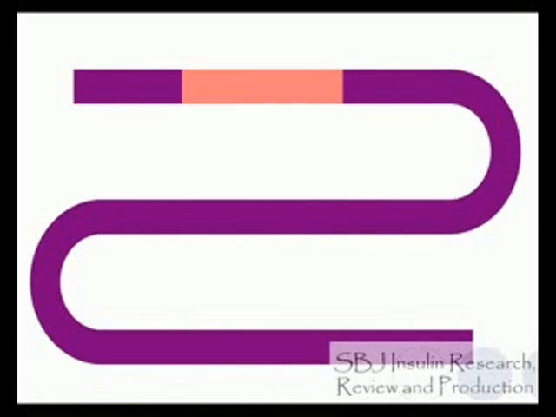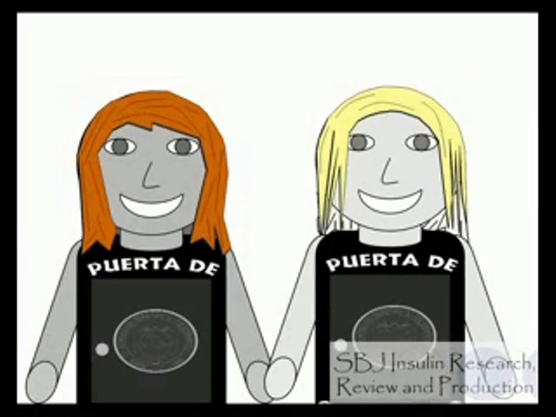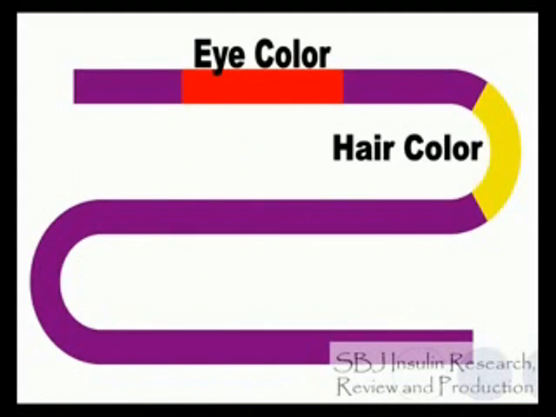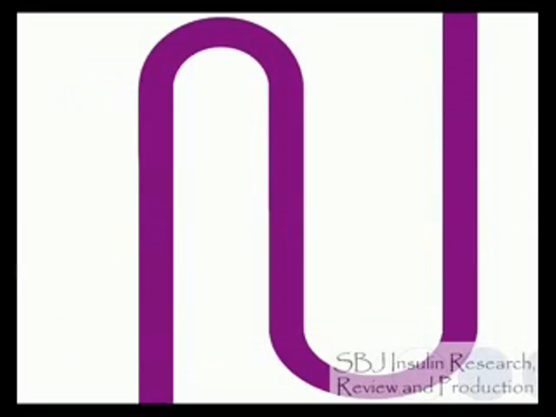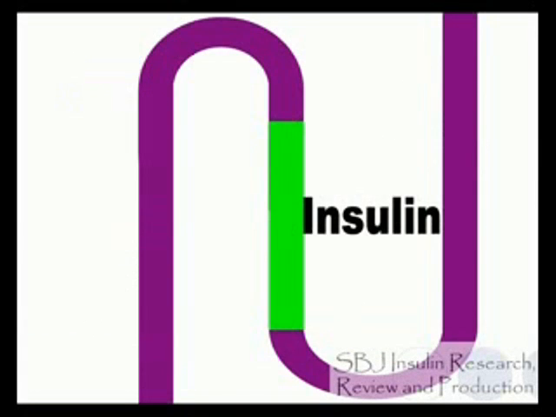Here is the gene for eye color. Your DNA also determines your hair color. And here's the gene for hair color in your DNA. An organism is genetically modified when its genes have been changed. There is also a gene in your DNA that makes insulin. Insulin is what he needs.